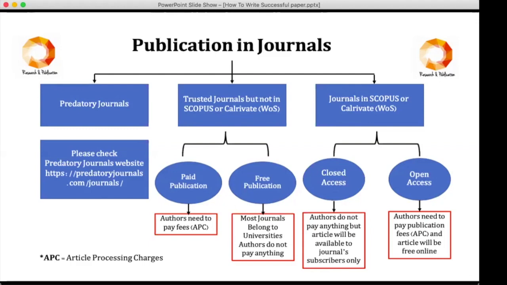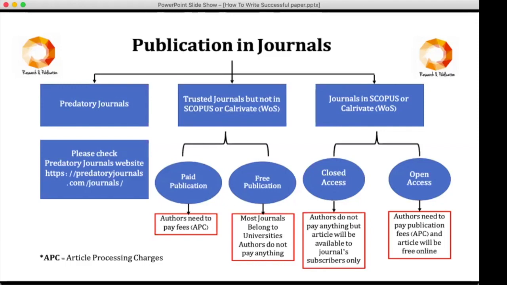You can check them using 2 websites. One is the predatory journals website, we will put it later, and also Beall's list, beallslist.net, which belongs to Jeffrey Beall. If you heard about Jeffrey Beall, he is the first person, in 2012, who was talking about predatory journals and scientific publication. So you have to be aware of predatory journals.